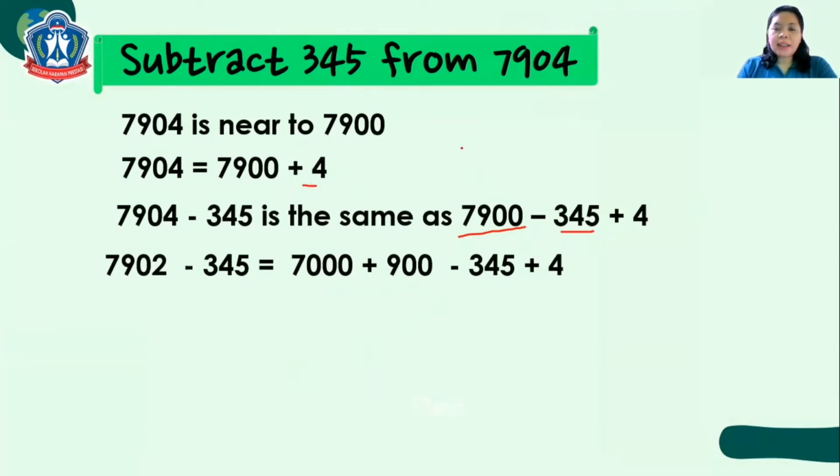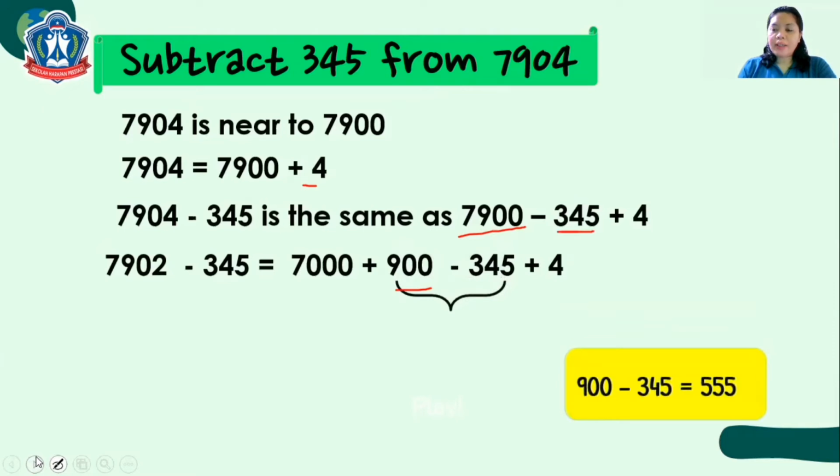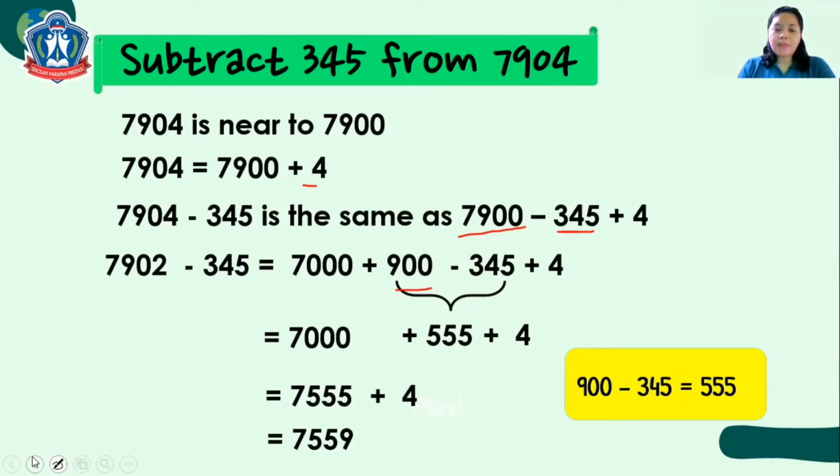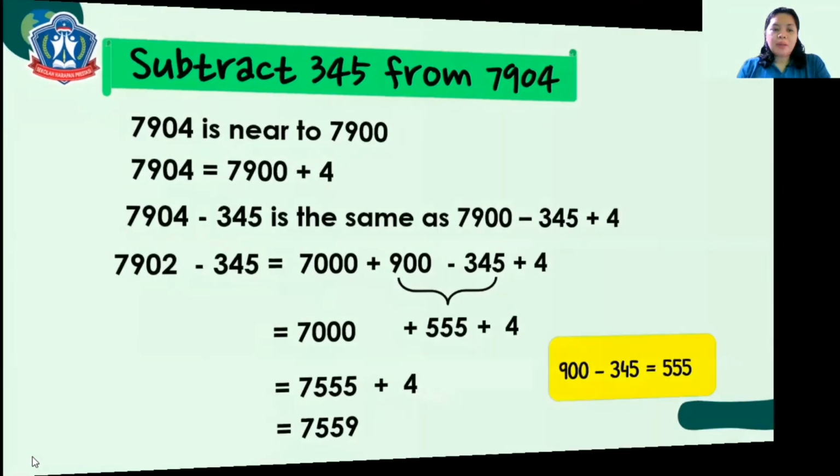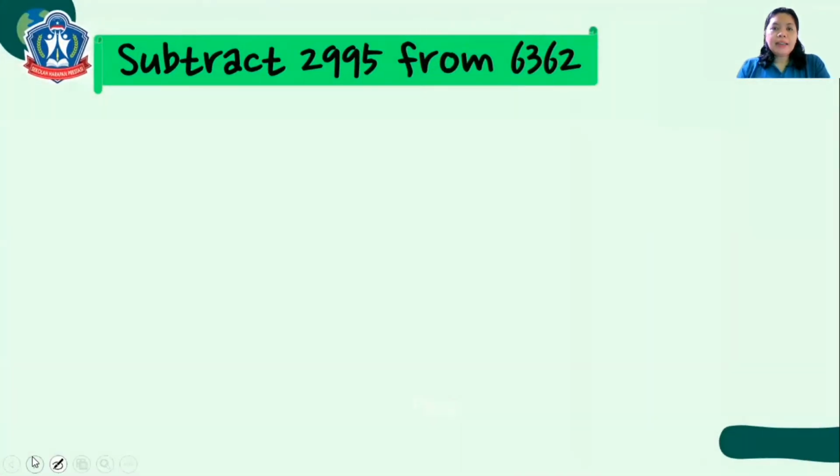So first, let's subtract 345 from 900, and that is equal to 555. Okay, then after that, let's add 7,000 plus 555, and that is 7,555, then plus 4. That is 7,559.